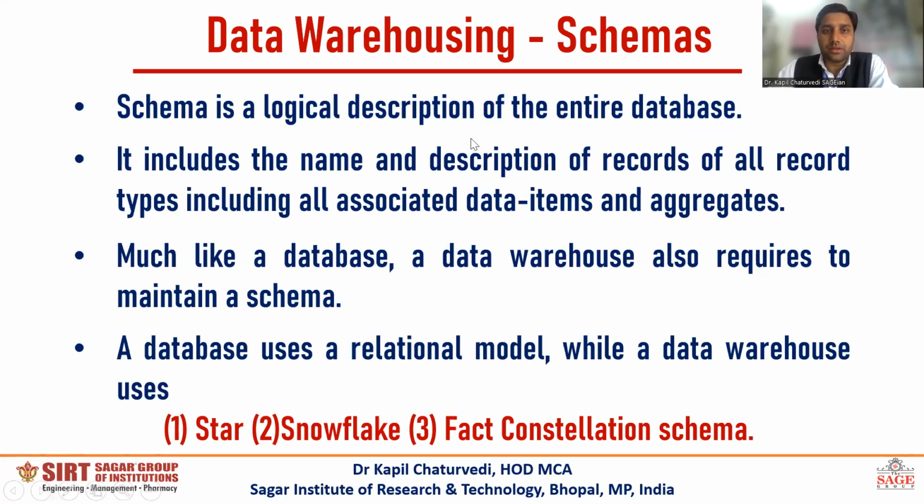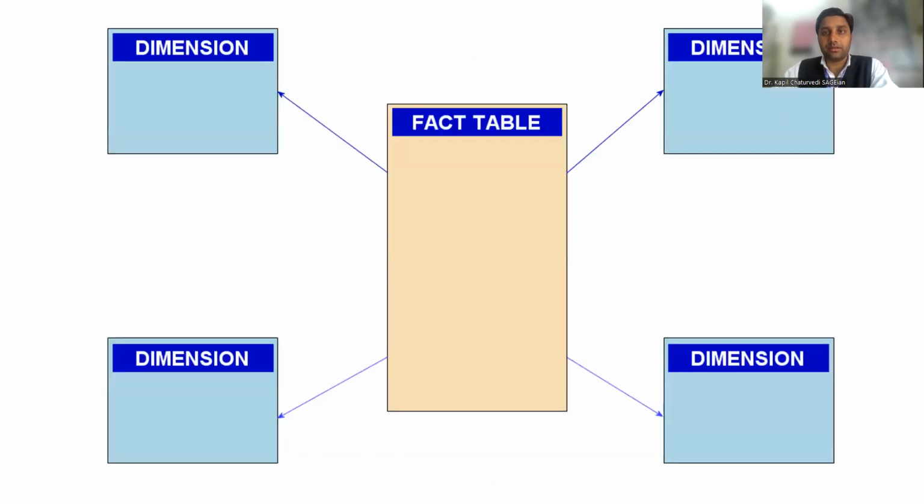So to better understand and better utilize that data, we develop different kinds of schemas. A schema is a logical description of the entire database, as we discussed. It includes the name and description of records of all record types, including all associated data items and aggregates. Much like databases, a data warehouse also requires a schema. A database uses a relational model, while a data warehouse uses a different model. So we have three kinds of schemas: star schema, Snowflake schema, and fact constellation schema. We will discuss them in different slides.